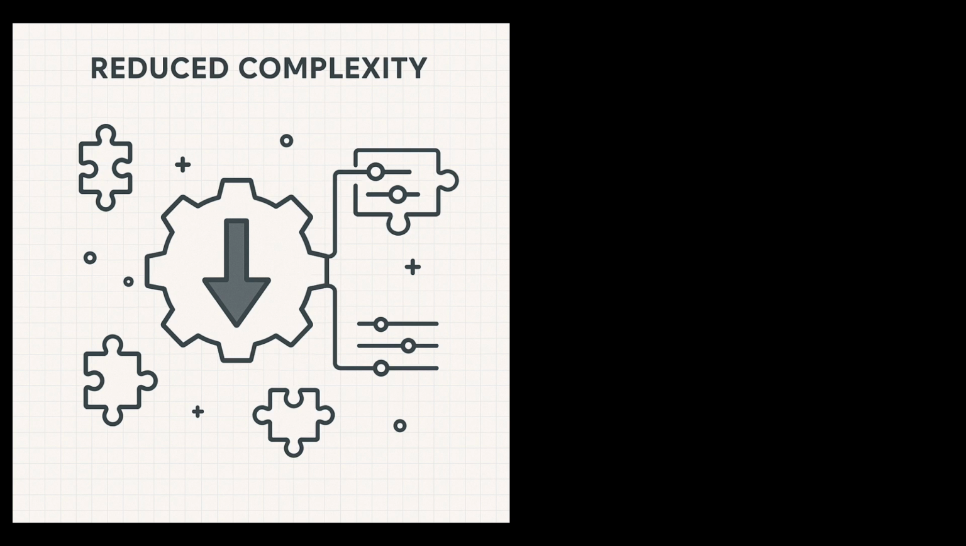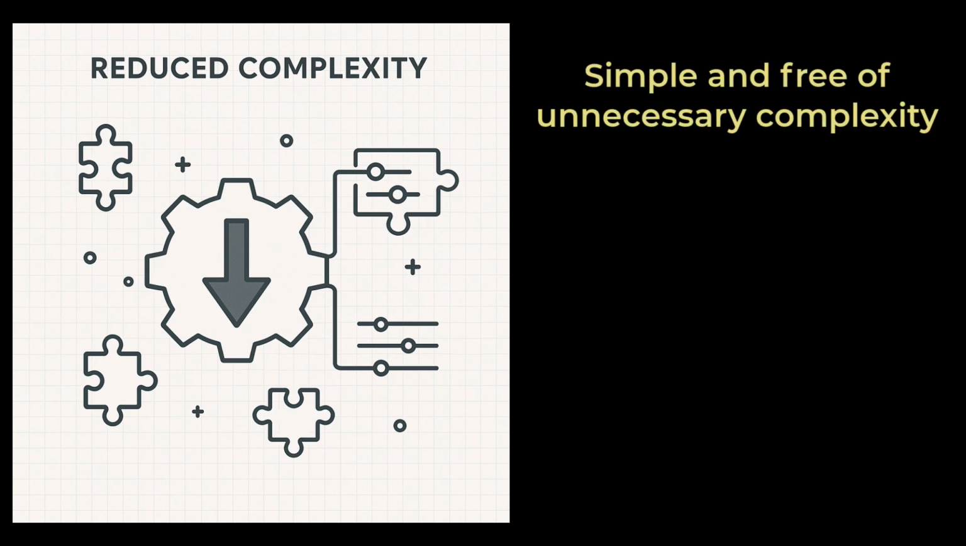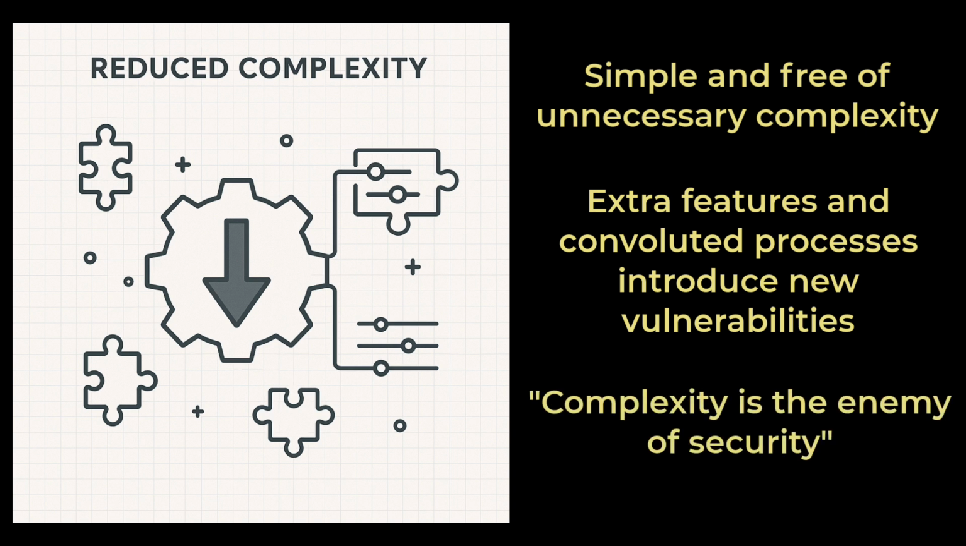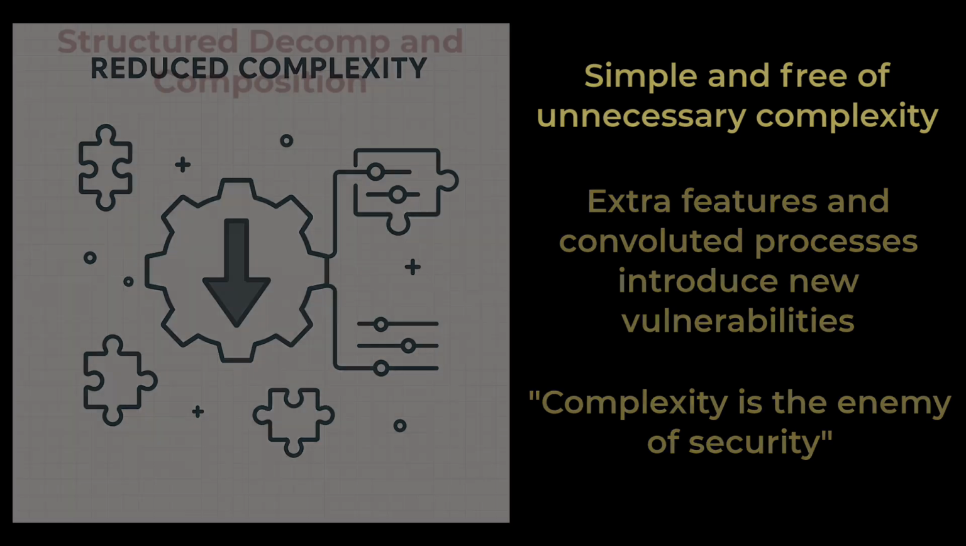Similarly, NIST stresses that systems should be as simple as possible and free of unnecessary complexity. Every extra feature or convoluted process can introduce new vulnerabilities or make assurance harder. A minimalist design is more straightforward to secure and validate. As the saying goes, complexity is the enemy of security, so we aim to design for simplicity. For example, avoiding convoluted workflows or overly complex class hierarchies in software. Simpler systems have fewer hidden failure modes and are more amenable to rigorous analysis.